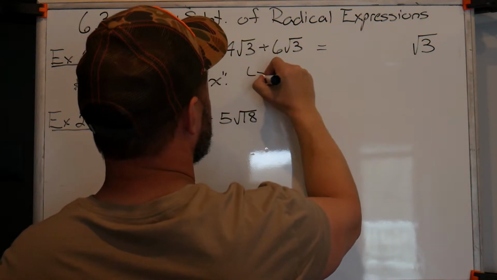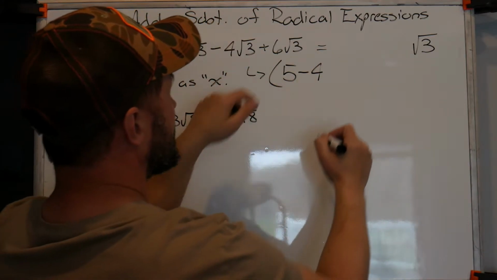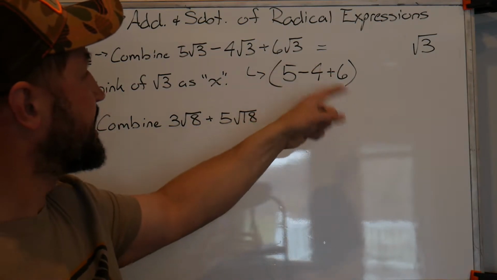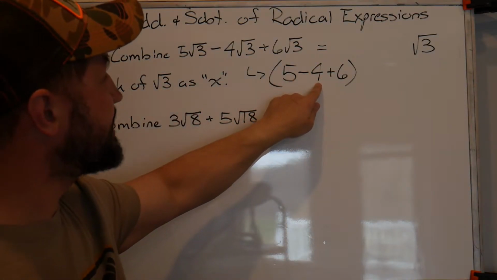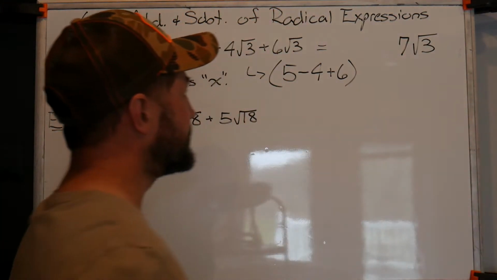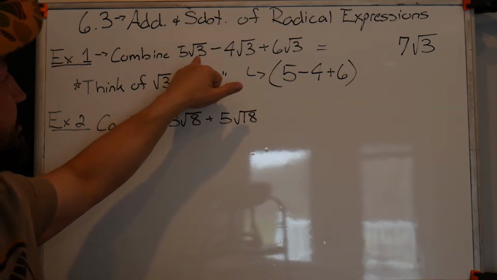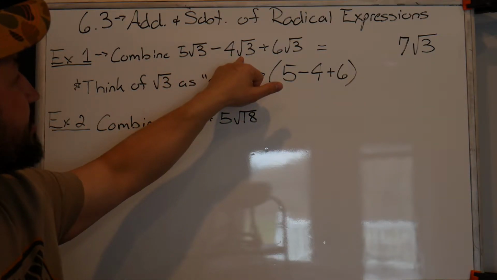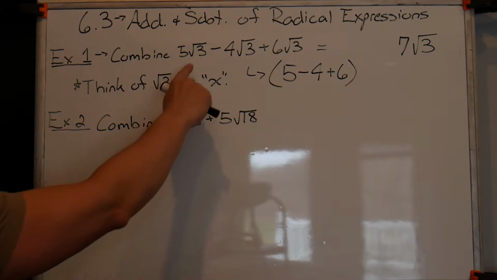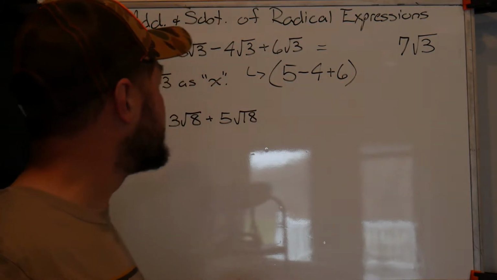So I'm going to go down here. We have a 5 minus a 4 plus 6. It doesn't matter what order you go in. If we take 5 minus 4, we have 1. 1 plus 6 is 7. So we just write that as 7 square root of 3. We had 5 square root of 3s. We took away 4 square root of 3s. That gave us one of them. And then we added 6 square root of 3s. So if you start thinking of this as x, it makes life a lot easier when you're combining terms.